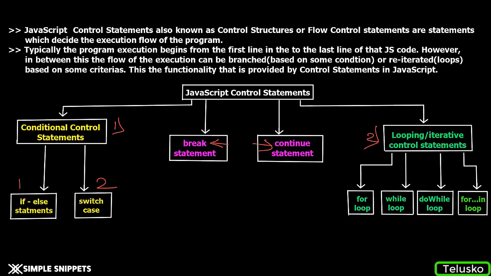Then in looping or iterative control statements, as the name suggests, if you want to perform an activity n number of times, instead of copy pasting that statement or code n number of times, we use loops. Loops are basically a piece of code which performs the same activity n number of times with your particular conditions. We have for loop, while loop, do while loop, and then we have a different kind of for in loop in JavaScript which basically works with objects.